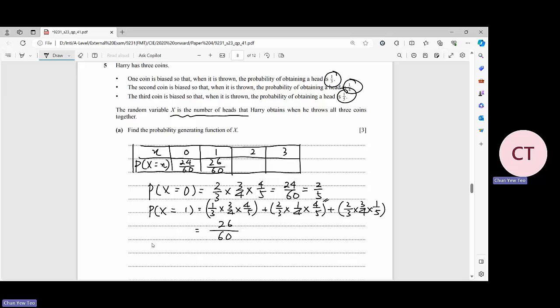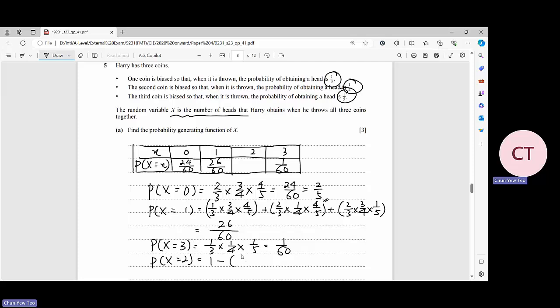Okay, then I straight away jump to P(X = 3), easier to calculate: 1/3 times 1/4 times 1/5. I get 1/60. Then for P(X = 2), that will be easier. I just take 1 minus the rest of the 3. I no need to do the probability again. Just take 1 minus this and this 3. Okay, then I can get the answer for P(X = 2).